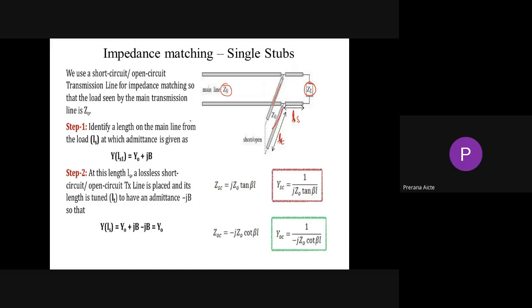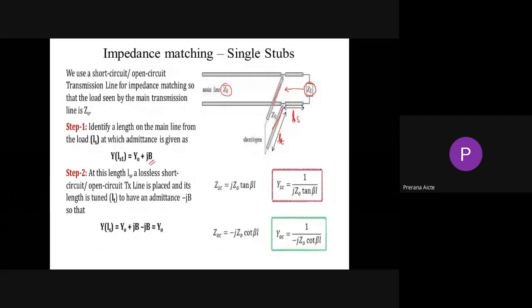Now, first, identify the length of the main line from the load at which the admittance is given. Now, from this load, what is the length? At what length can we connect these stubs? Then only the impedance of this stub is matched to the load impedance, because it depends upon the length of the transmission line and also the length from the load where we are connecting the stub tuners or stub matches.